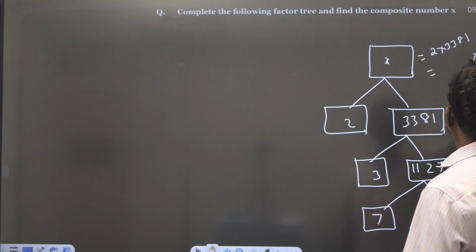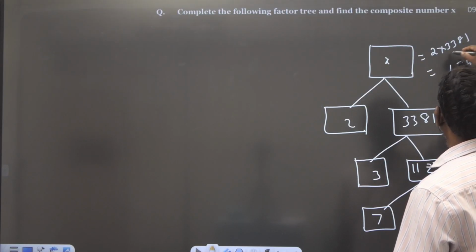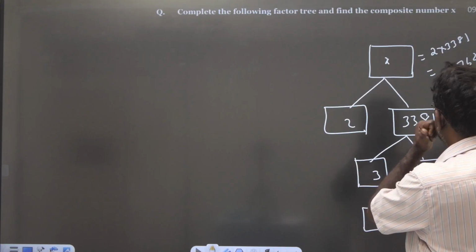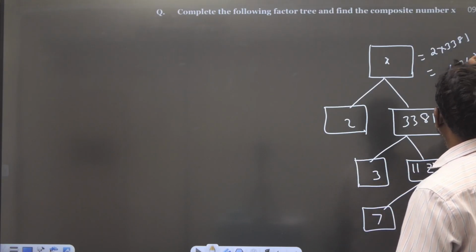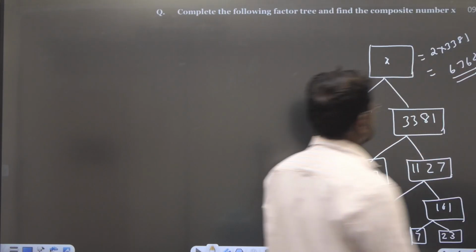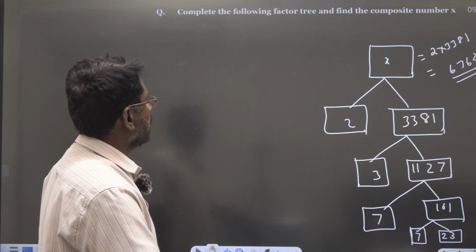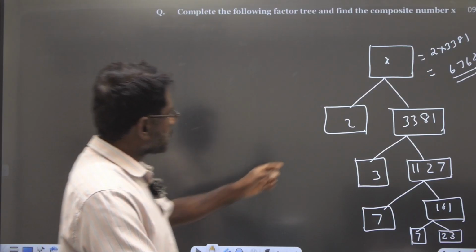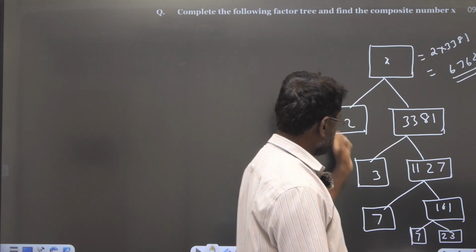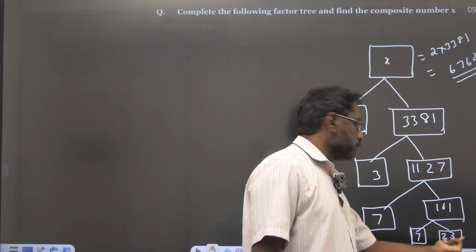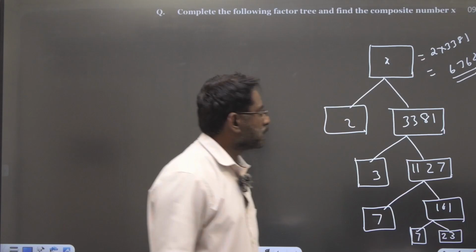That is 267. 2 into 1, 2. 2 into 8, 16. Remainder 1. Then 7. Okay. 6762. This is the answer. Another method is we can find out from here 2 into 3 into 7 into 7 into 23. No problem. Okay.